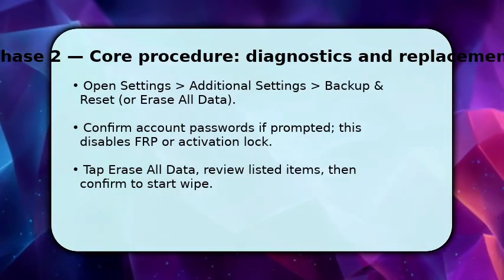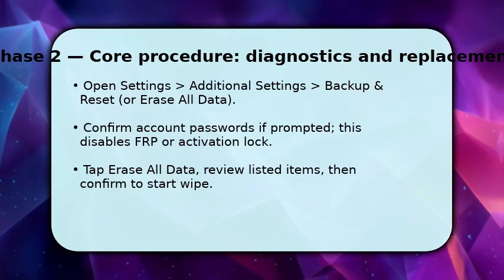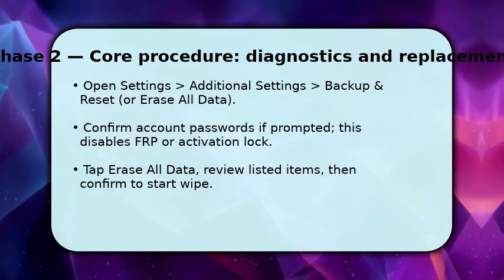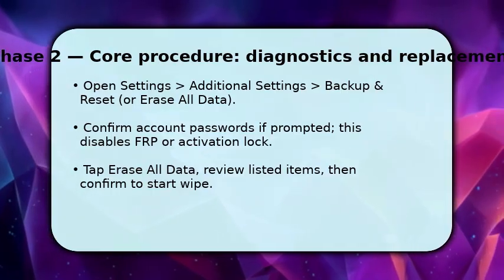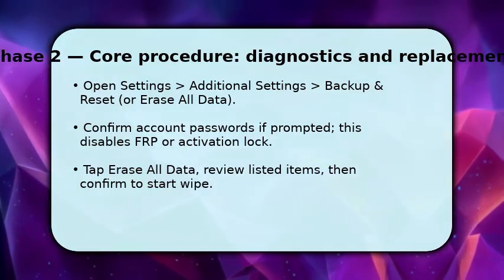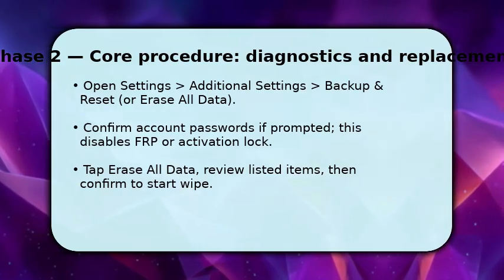The phone will list the accounts tied to the device. Enter your Google or Oppo password when asked. This prevents activation lock after reset. Tap Erase all data and read the summary of items to be deleted. Confirm the action and let the phone perform the wipe. It can take several minutes.